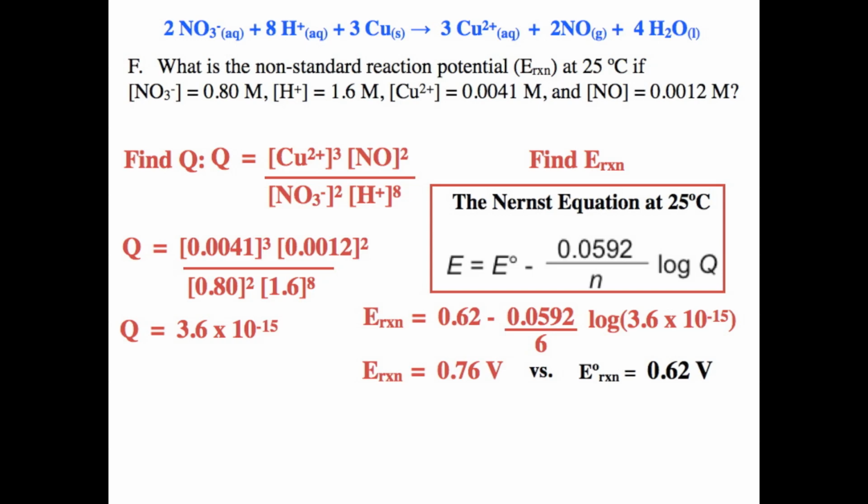The reason why the non-standard reaction potential is greater than the standard reaction potential is because at this point, we start with a very high concentration of the reactants. According to Le Chatelier's principle, high concentration of the reactant causes the reaction to shift in the forward direction, which means that it strongly occurs in the forward direction, or it's more spontaneous in the forward direction, resulting in a greater reaction potential.